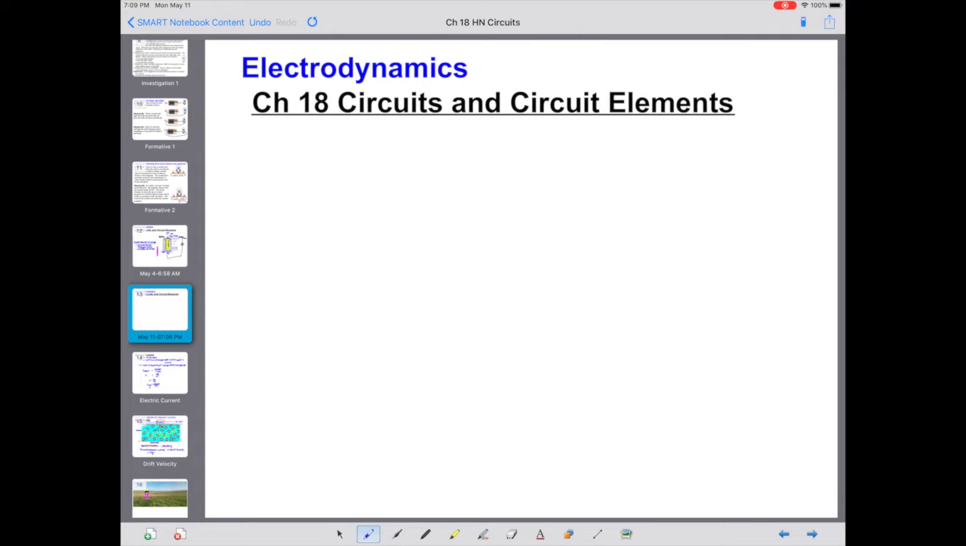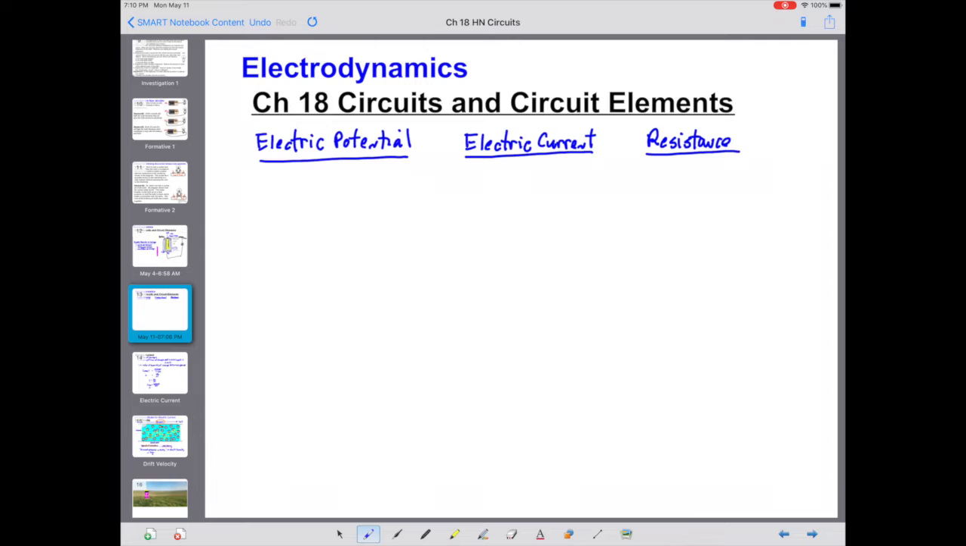Welcome to physics. Today we're going to introduce the basic ideas of electric circuits. Last week we got a little bit into electrostatics with electrostatic force, but we're transitioning now from electrostatics into electrodynamics. And so your key parts that we're going to deal with today are electric potential, electric current, and electrical resistance.